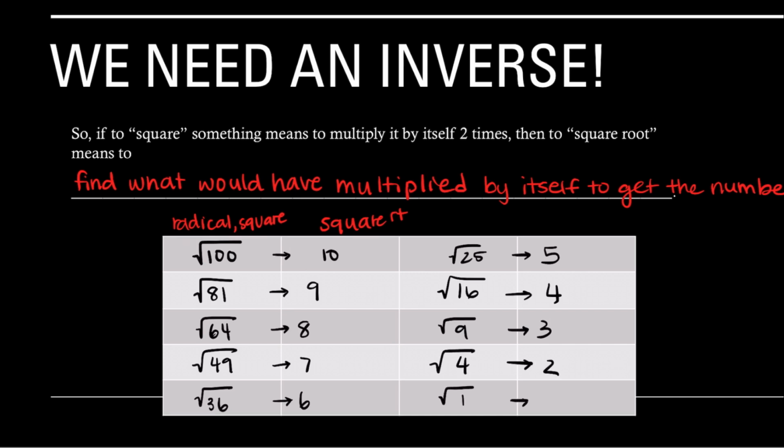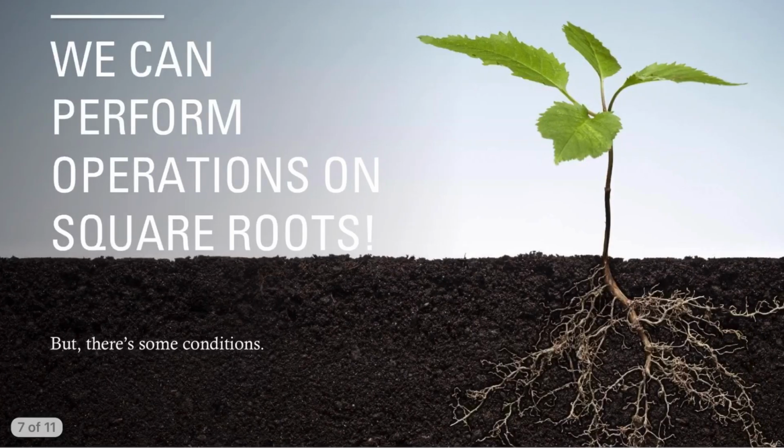I take all these integers and I square them and I get the number that's underneath. Notice that the square root of 1 is just 1 because 1 multiplied by itself is still just 1. So that's what a square root is. It's basically looking at this number and thinking, what number multiplied by itself would give me the number inside? That would be my square root.